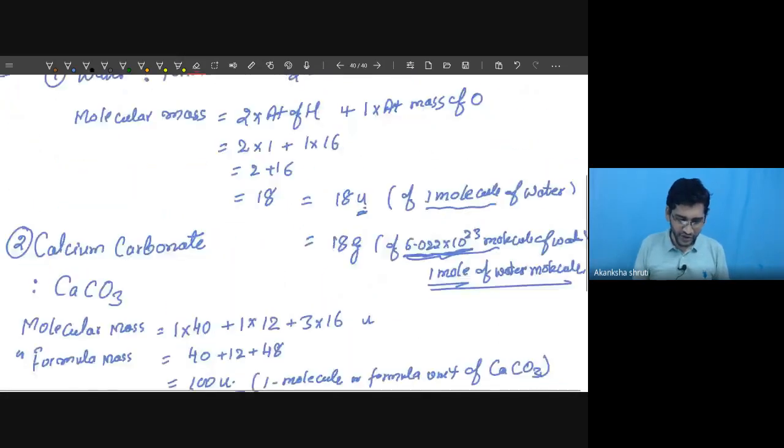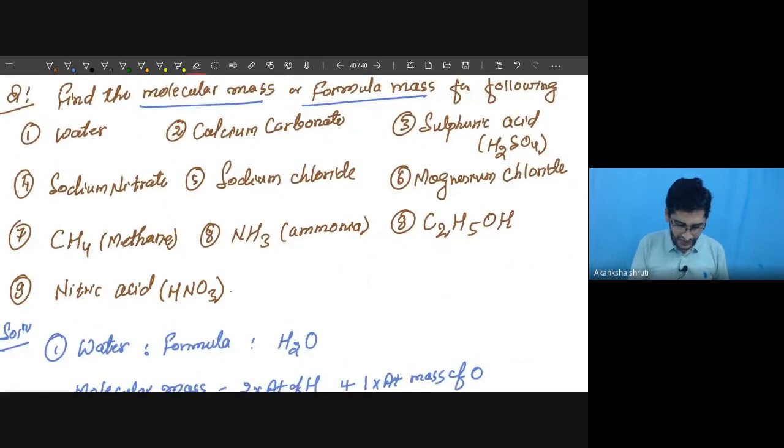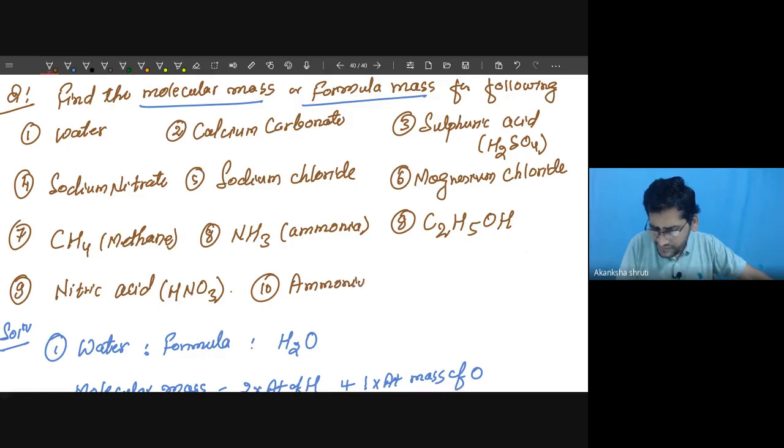Let me take one more, the others you will calculate. Let me take one more here. Say the 10th one, consider ammonium sulfate.